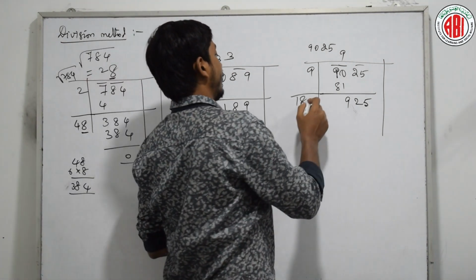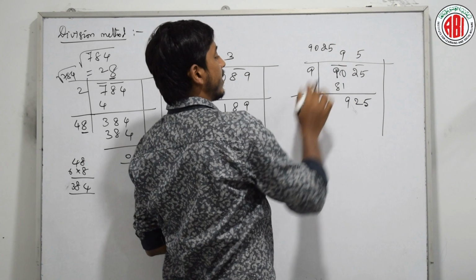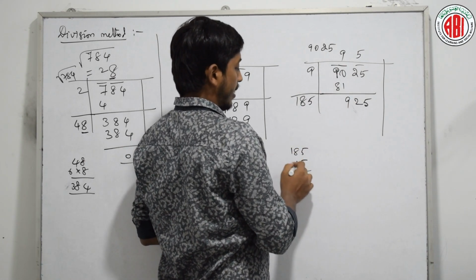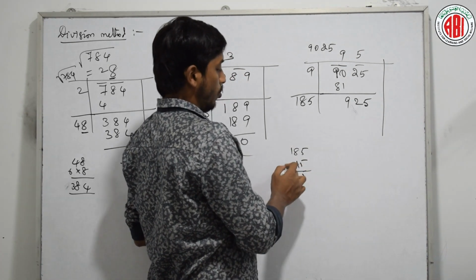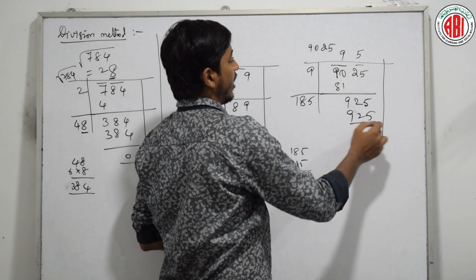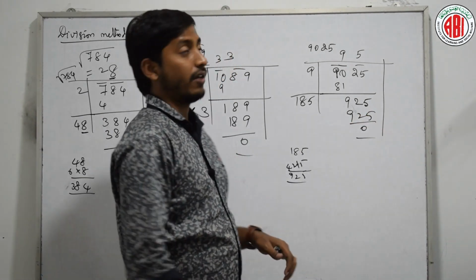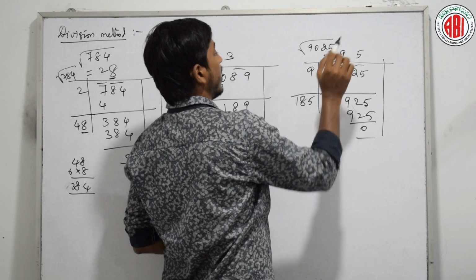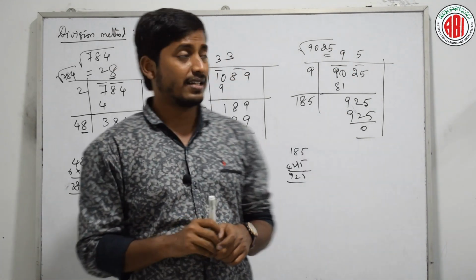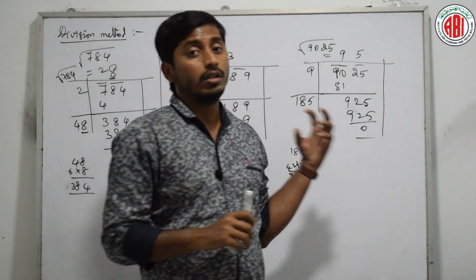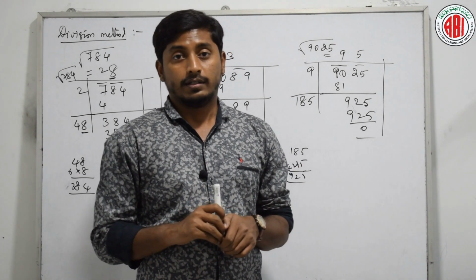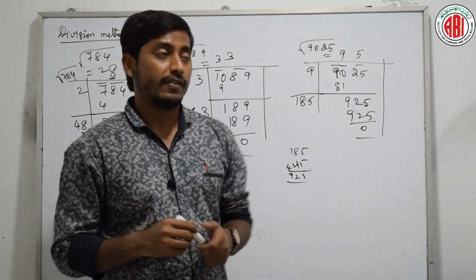5 5s are, then it will be 185 into 5, let us write. Let us check. 185 into 5. 5 5s are 25, 5 8s are 40, 5 1s are 5. 6, 7, 8, 9. Are we getting it? Yes, I am getting 925. Okay, now tell me what is the square root of 9025? That is 95. Is it clear? Did you understand how to do this division method in order to solve this square root? Yes, right? Fine.